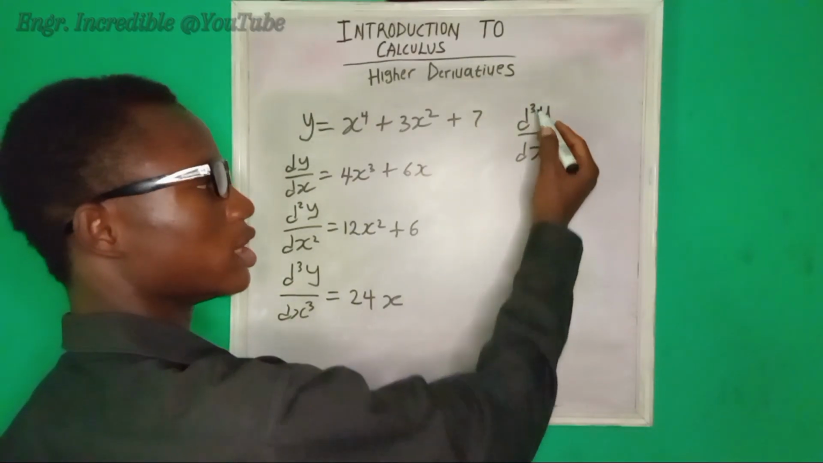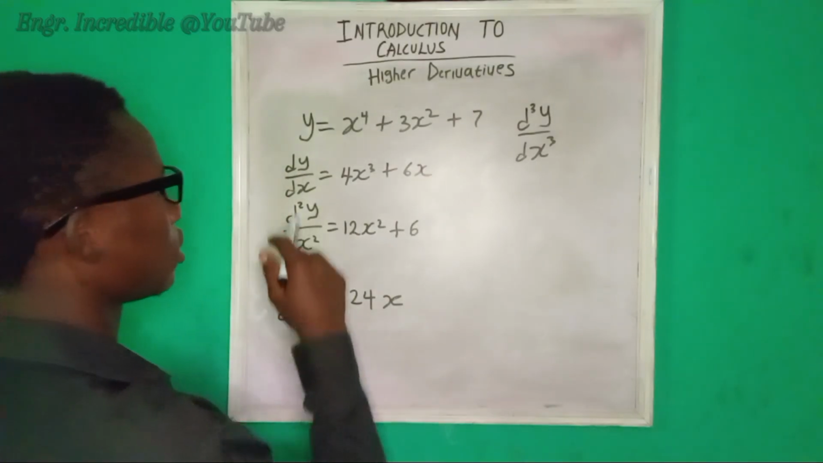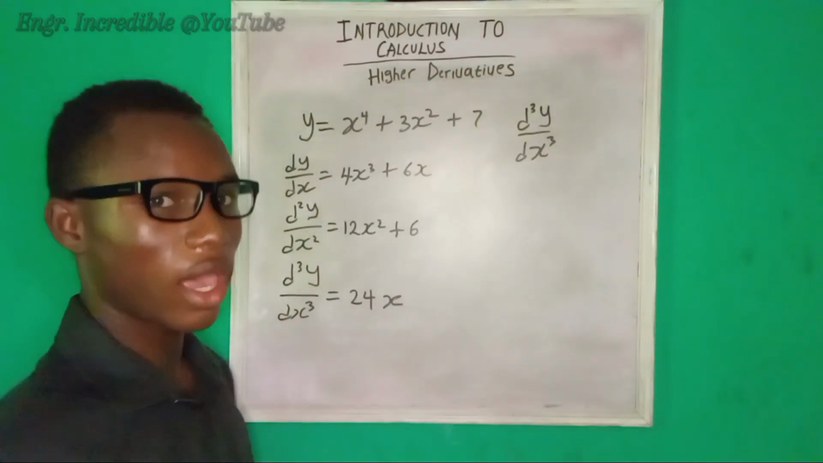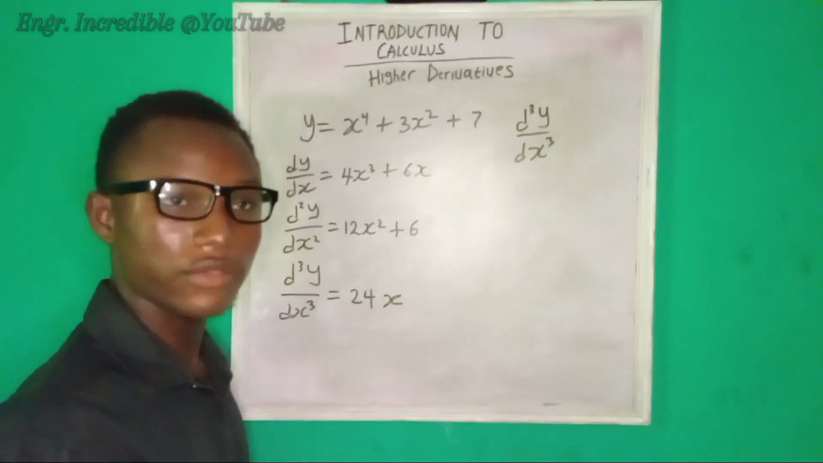Whatever number you see here is the number of times that you are going to differentiate it. We differentiated this 1, 2, 3, three times, which is d³y. The number you see here is the number of times you are differentiating this.